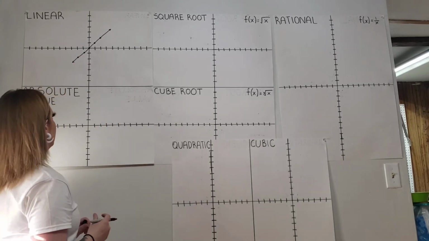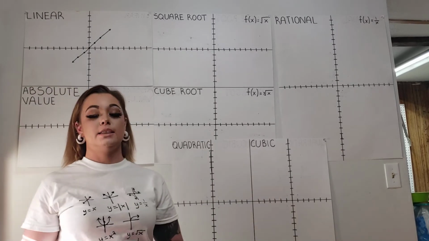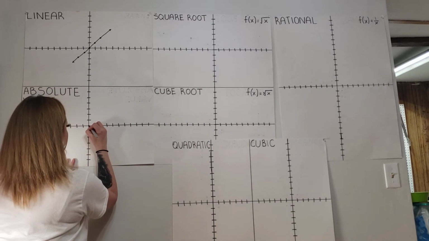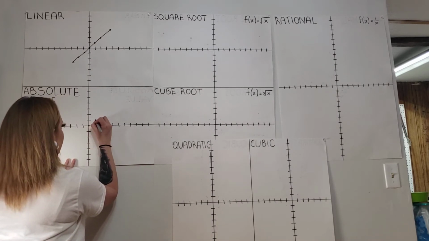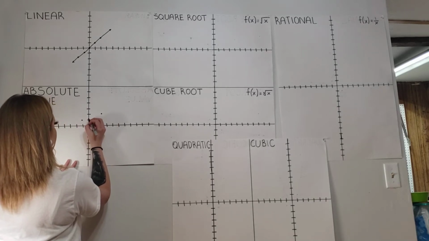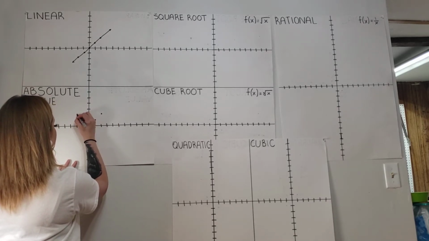The next function we are going to be graphing is the absolute value function. We have points at 0, 0. The absolute value of 1 is 1. The absolute value of 2 is 2. The absolute value of negative 1 is 1. The absolute value of negative 2 is 2.